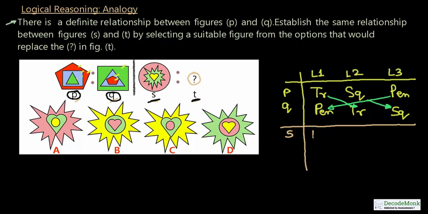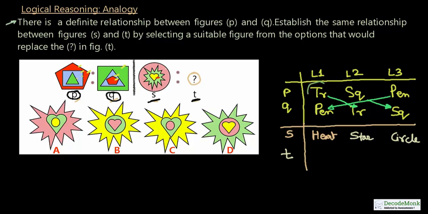Layer 1 is heart. Here you can see it's a heart. The innermost one is heart. Then comes the star, and the outermost is a circle, that is in layer 3 according to our nomenclature. Now for T, what will be the figures in layer 1 and layer 2? Let us figure that out.